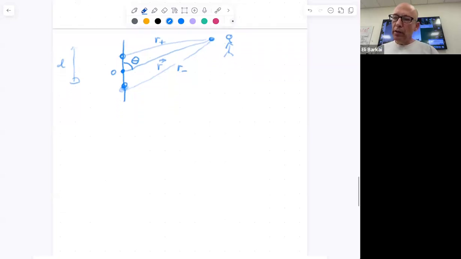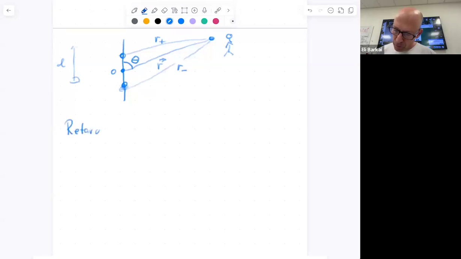So now we need the retarded potential, and its potentials, because we have two potentials. One of them is the scalar potential, V, and the other one is the vector potential, A. We need both of them. Again, I remind you, this was in the previous class.